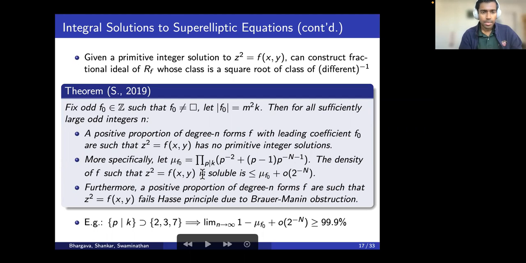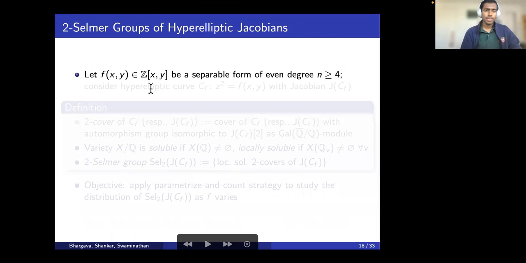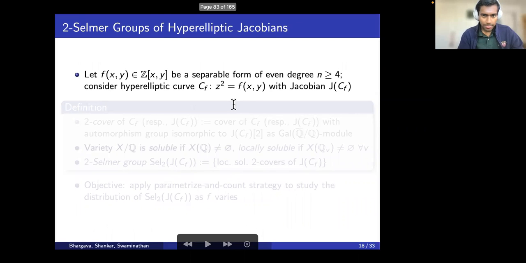Okay, so that's the second application. And now I'm ready to talk about the third one. This concerns two Selmer groups of hyperelliptic Jacobians. So in this case, f is going to be a separable form of even degree, n at least 4. And we can look at the curve z squared equals f of xy. It's a hyperelliptic curve. We denote it by cf.